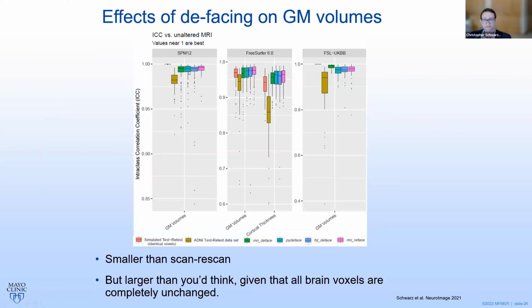And all the defacers came out far better than scan-rescan, which is good news, but we're the pink box on the right, and we were smaller than the other defacing software for at least 3 out of 4 of these comparisons. Sorry, time check. It's 3. Okay. All these effects are larger than you would think, given that nothing is actually messing with the brain at all.